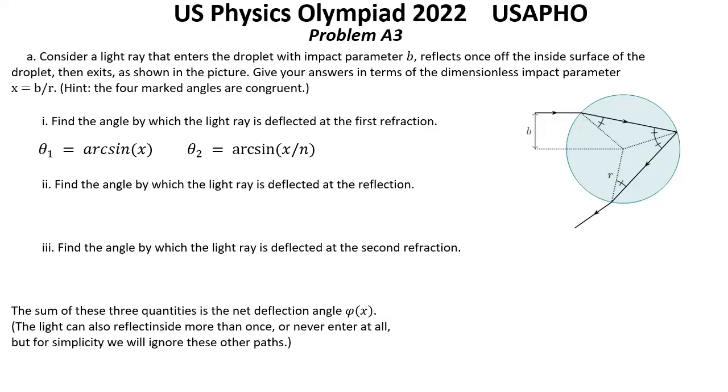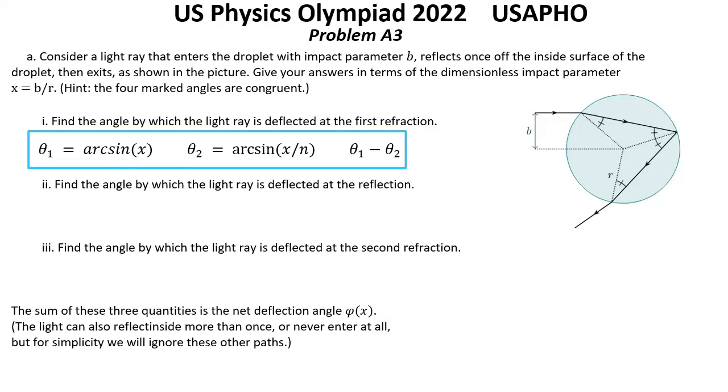The first refraction causes a deflection of θ1 minus θ2 clockwise. So that was the answer for question I. Second, find the angle by which the light ray is deflected at the reflection. Solution. The reflection keeps the angle to the normal the same and causes a deflection of 2π minus 2θ2. This was the answer for question II.